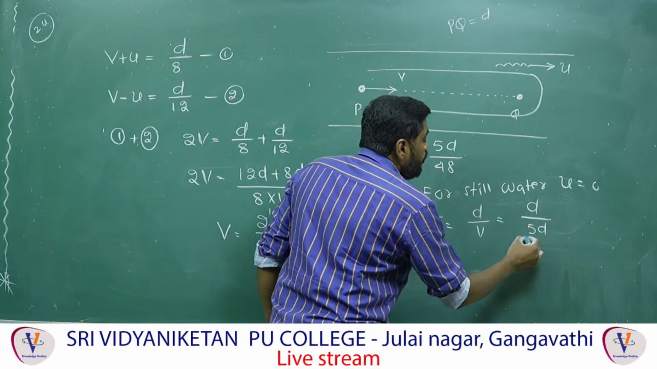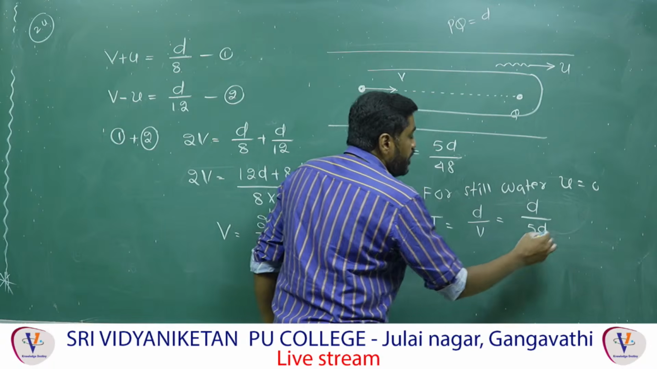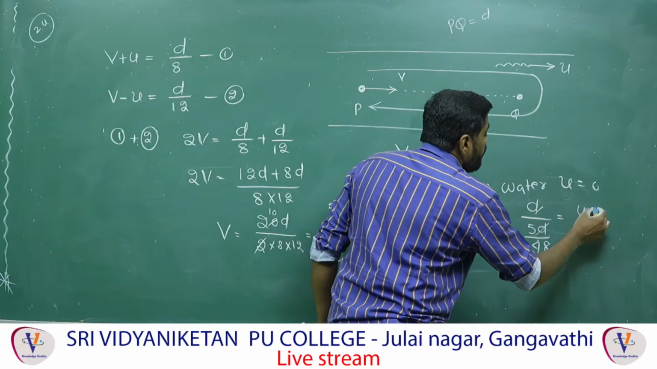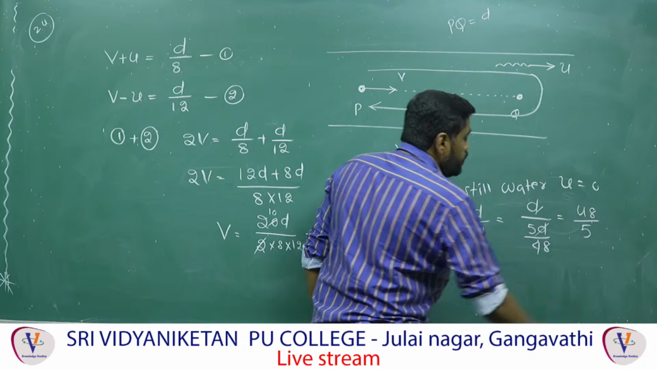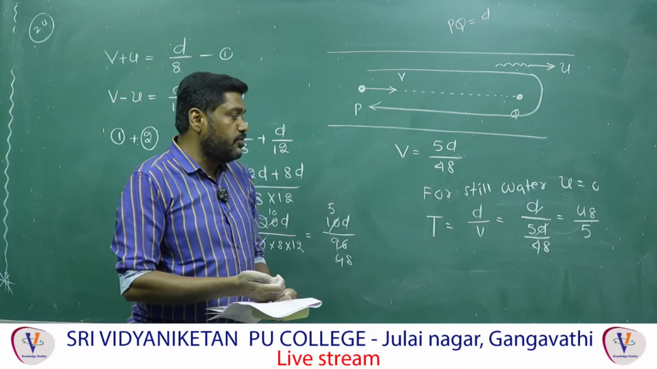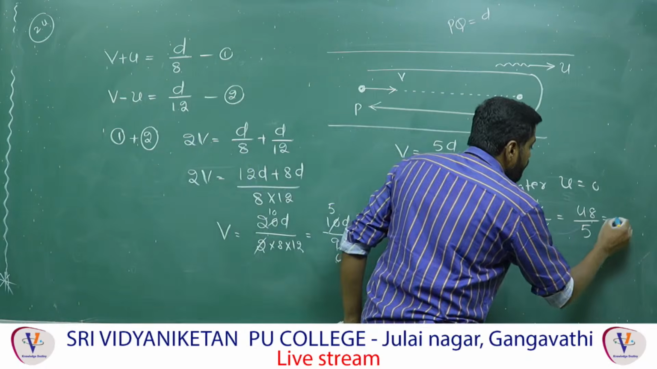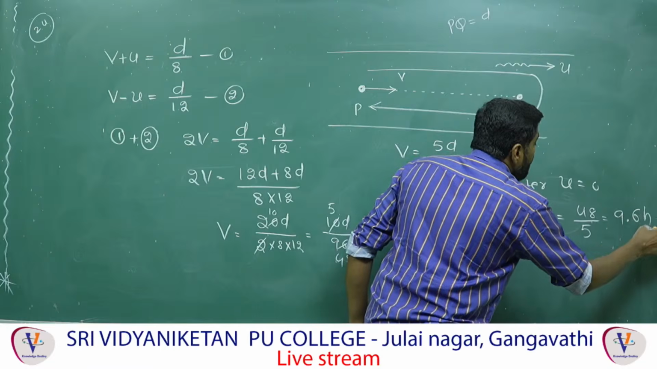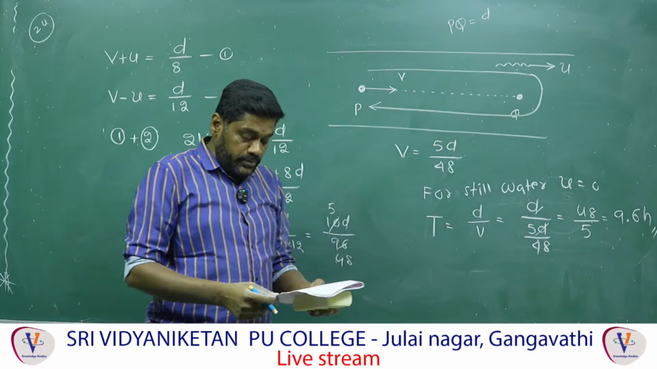That is equal to 5D by 48. Finally, D is equal to what? 48 by 5. So, you can solve what? That is 9.6 hours, you will get that. After simplification, you will get what? 9.6 hours. This is to solve a different problem, just once you go through it.